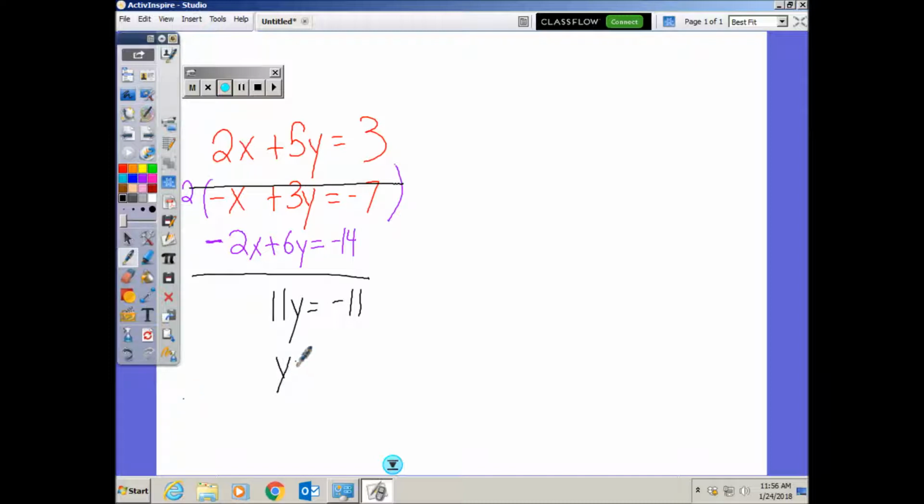So, y equals negative 1. Negative 11 divided by 11, y equals negative 1. I'm going to plug this back in.